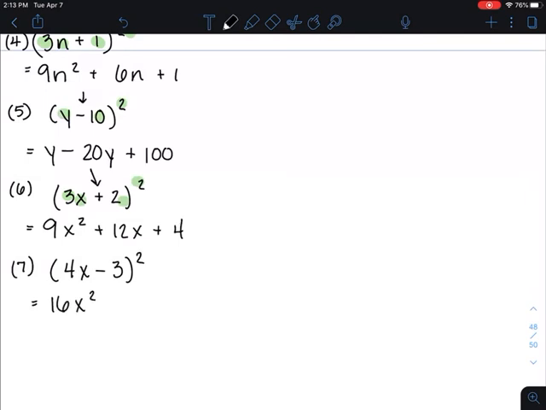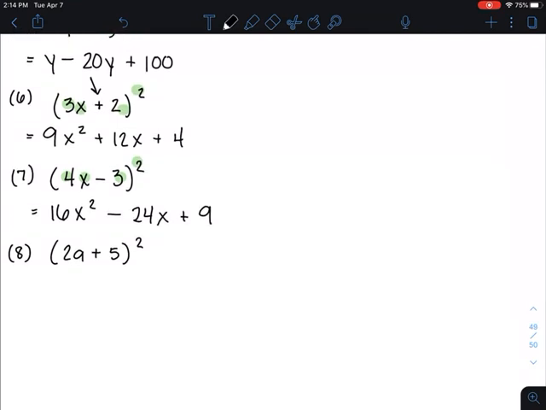Number 7, 4x minus 3 squared. Square the first term. 4 times 4 is 16, and x times x is x squared. Multiply everything together. 4 times 2 is 8, times 3 is 24, times x is 24x. You keep the sign from the original binomial. And then positive 3 times 3 is 9. Square the second term.